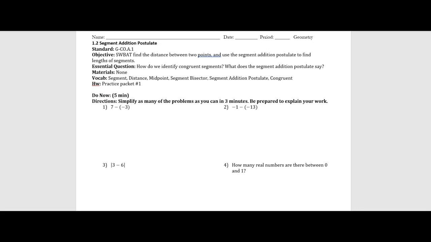Today the main focus of our discussion is going to be on the segment addition postulate. Before we get there though, I want to review a couple of expressions and how to simplify them. So as always, before you see the problem done on the video, take some time to work through these four problems under the do now on your own, and then come back once you have some answers.